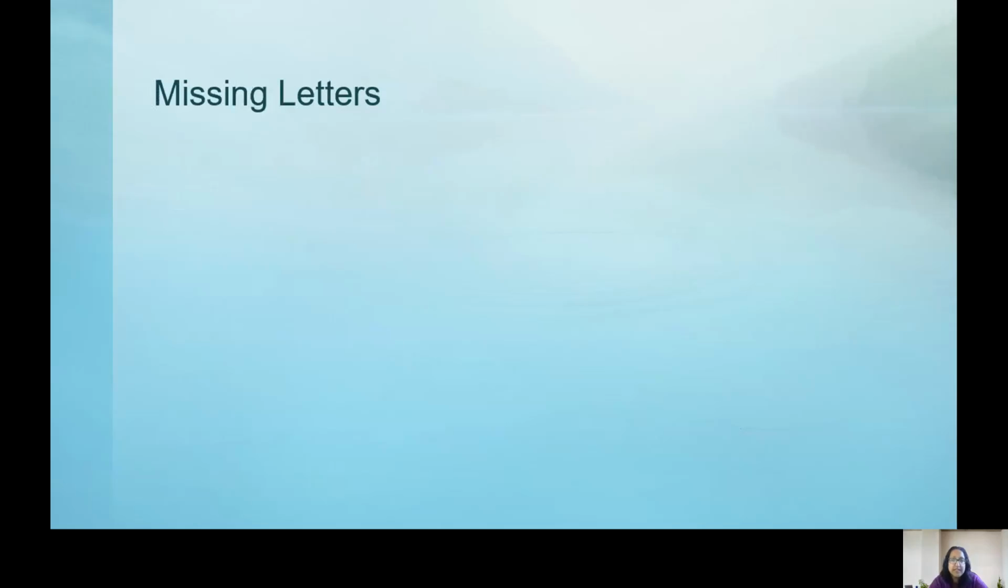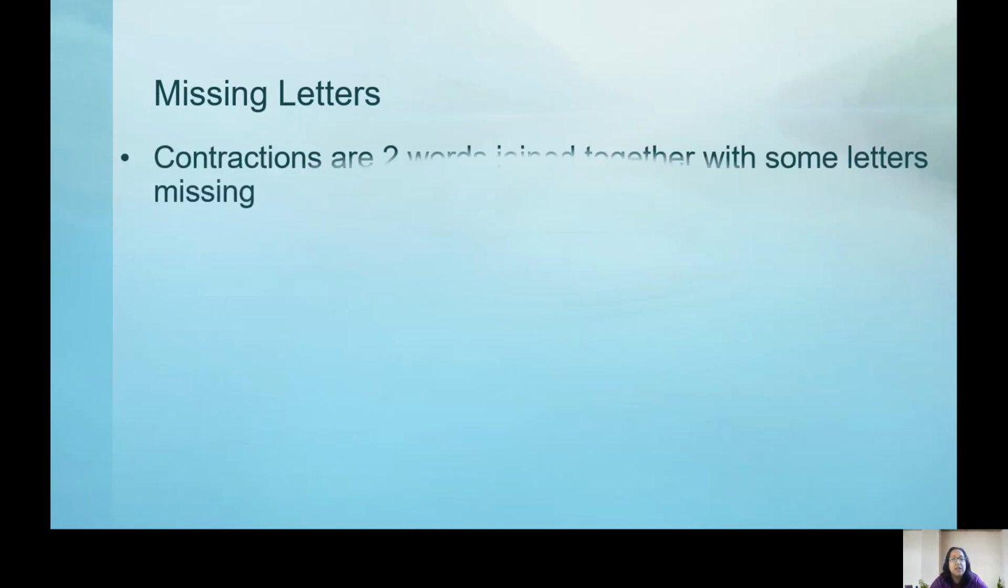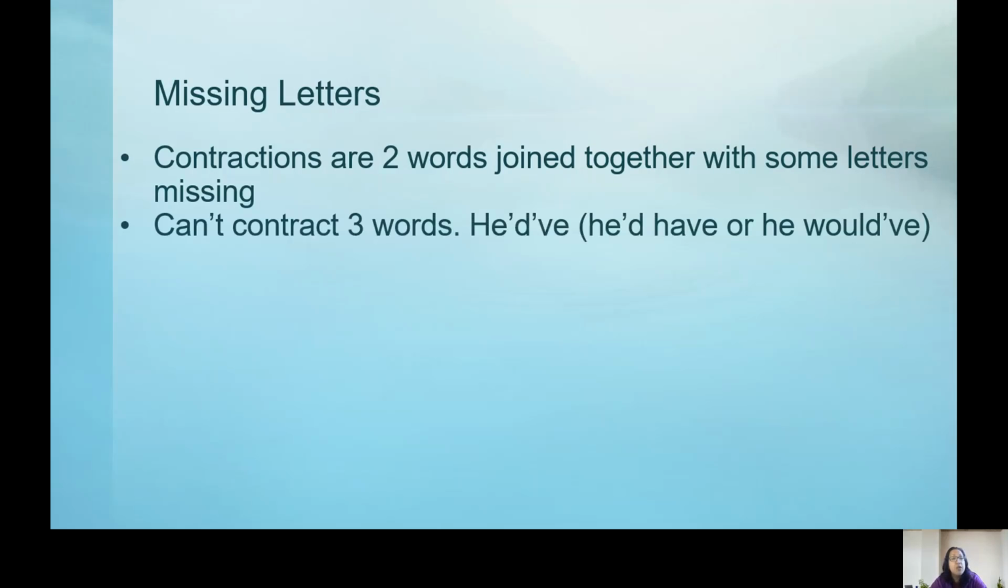Let's look at missing letters a little bit more. So contractions are basically two words that are joined together with some letters missing. We can't contract three words, like in this example. We have to say he'd have or he would have, but we can't have that contraction that we've got here. We can't make contractions up. So as I mentioned, there is a specific list of contractions that you can use.